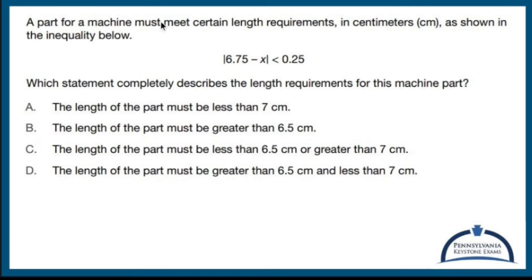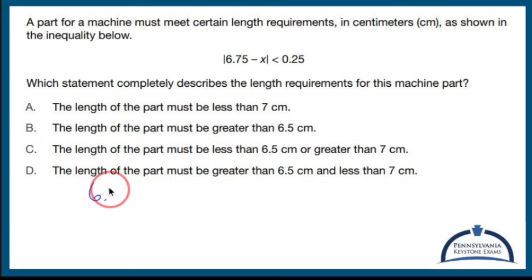A part for a machine must meet certain length requirements in centimeters, as shown in the inequality below. Which statement completely describes the length requirements for this machine part? Well, let's solve it. Whenever you have an absolute value inequality, you have to try to get the absolute value all by itself. Well, it is. So once that's done, you split it into two parts.